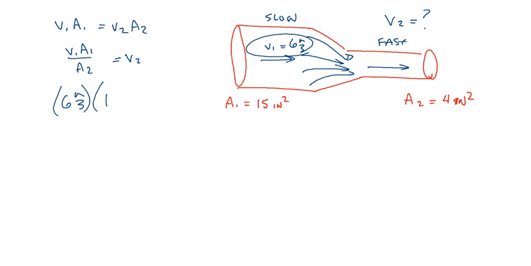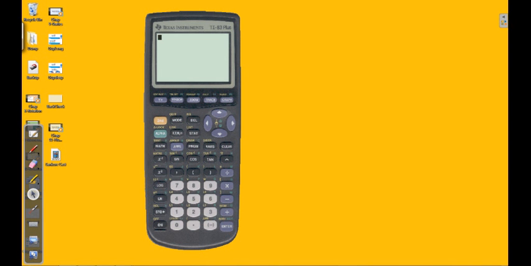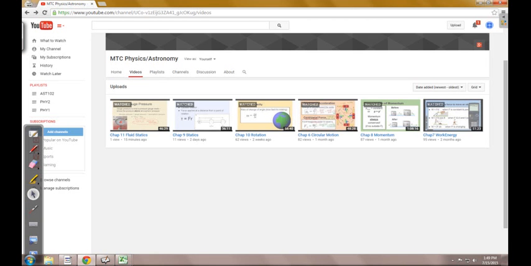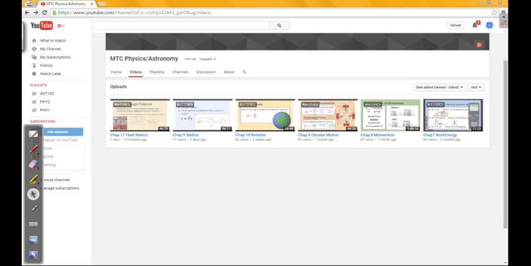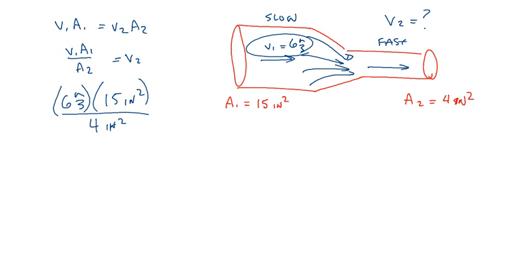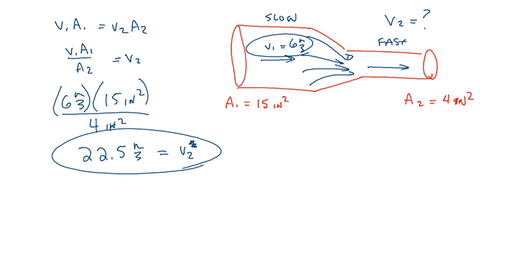My velocity on side 1 was 6 meters per second. A1 was 15 square inches. I'm dividing that by 4 square inches. Not really sure why I can't pick numbers that are easy to work with today, but let's do 6 times 15 divided by 4. That would be 22.5. So that's, where am I? Right here, this one. Okay, 22.5 meters per second is how fast the water has to flow on the second side over here.